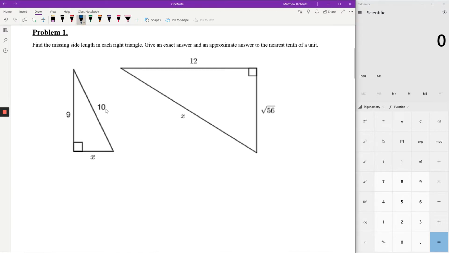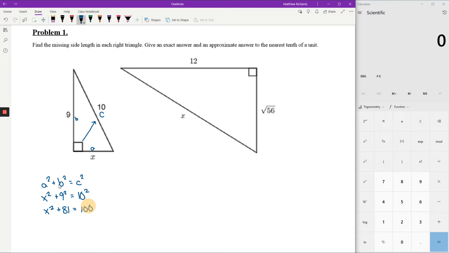My advice to you on any of these questions is to identify the hypotenuse first, your longest side. And so your longest side is going to be here at 10, so that's our C. And so here's your A, here's your B, and so A squared plus B squared is going to equal C squared. So X squared plus 9 squared is going to equal 10 squared. X squared plus 81 is going to equal 100.